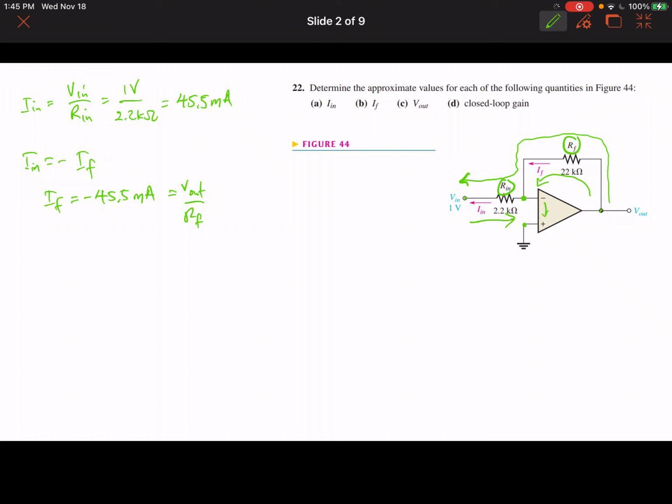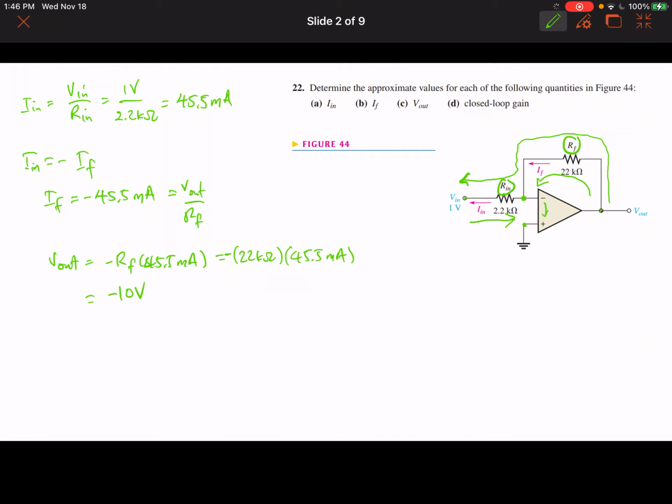So the output voltage is equal to negative RF times 45.5 milliamperes. This gives us RF, which is 22 kilo ohms, times 45.5, so don't forget the negative sign, 45.5 milliamperes, and this gives us about negative 10 volts.